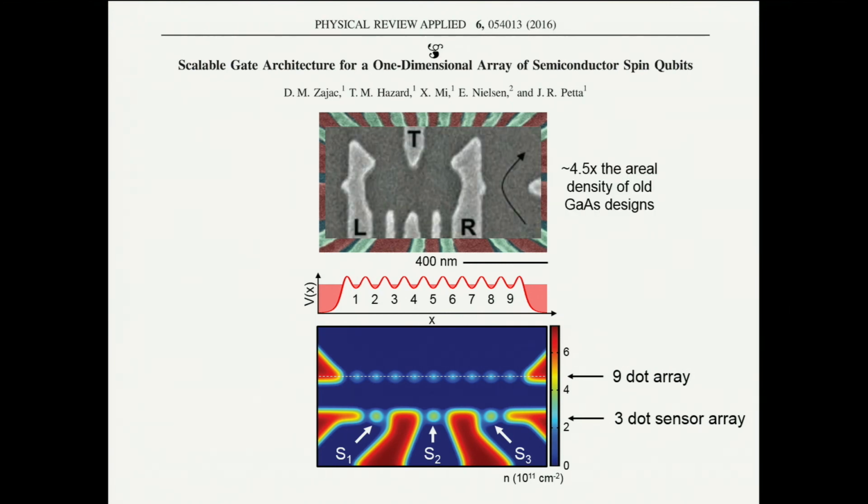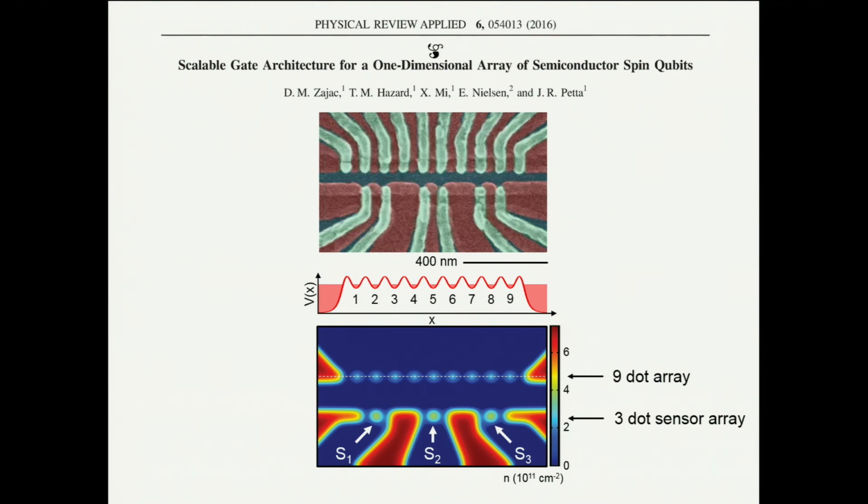This is an old-fashioned gallium arsenide device from about 2005, shown on the same scale bar. This was a double dot with a single charge sensor, and now you can see we have 9 dots and 3 charge sensors basically in the same area, and that's the effective mass. And we need to make much smaller samples in silicon if we want to be successful.